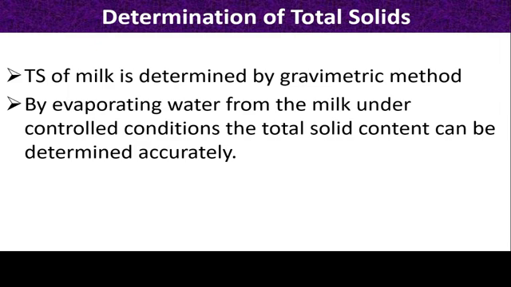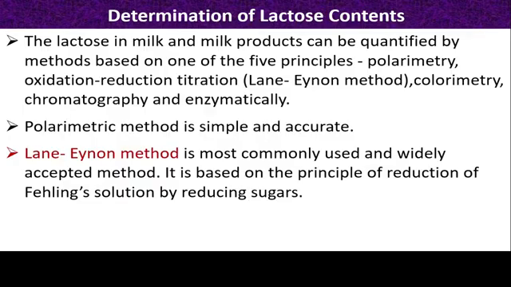Determination of total solids. TS of milk is determined by the gravimetric method. By evaporating water from the milk under controlled conditions, the total solid content can be determined accurately.